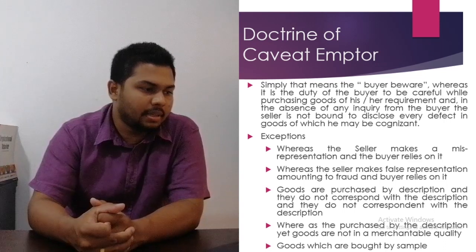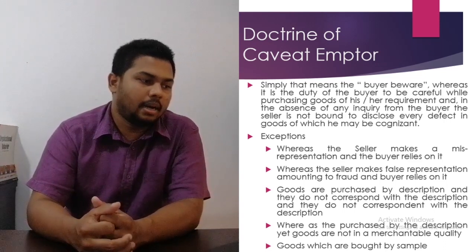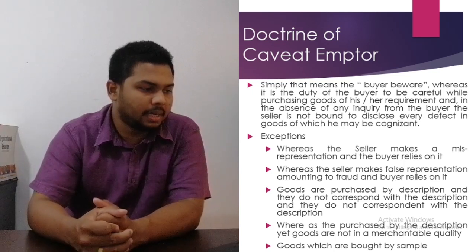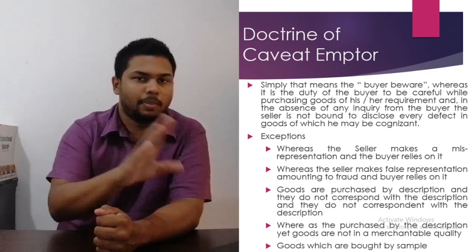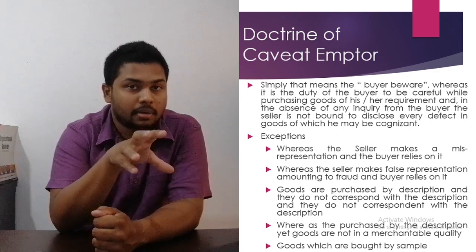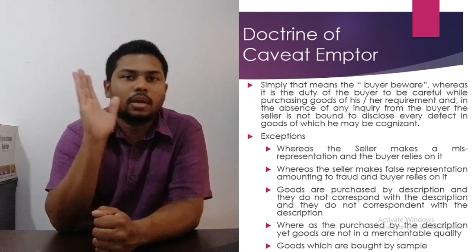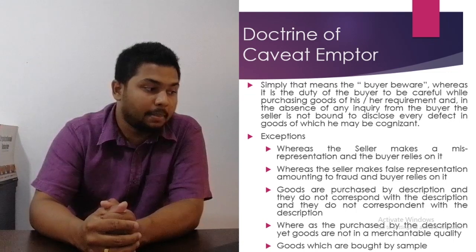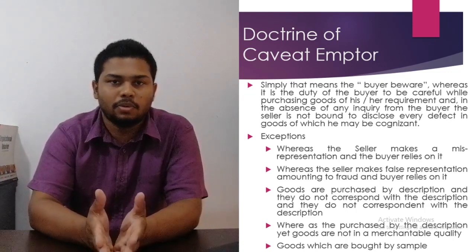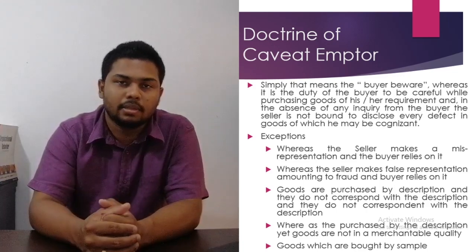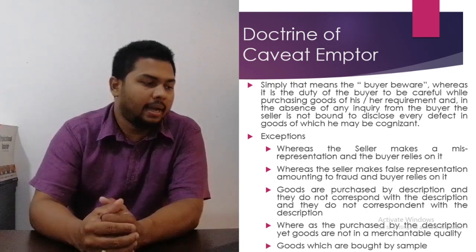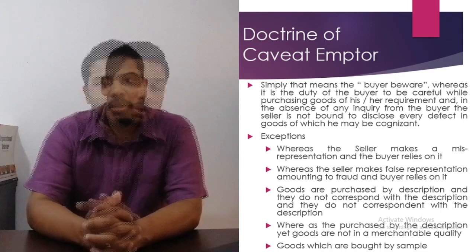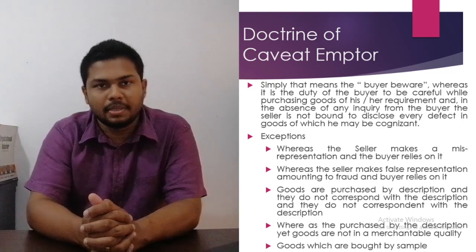Where goods are purchased by description and they do not correspond with the description, you can sue in the courts. And also, even considering all these things, you can repudiate at the very first stage, or even considering this breach of condition as a warranty, you can go to the courts to sue for damages. Then, where goods are purchased by description, yet the goods are not of merchantable quality. As I told you, they are not usable or not qualified enough to sell to another, right? It's not merchantable quality. And goods bought by sample which do not comply with the quality of the sample can also not be counted under the caveat emptor rule. So these things will be exempted.